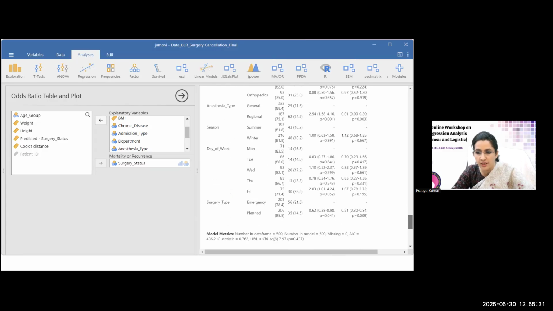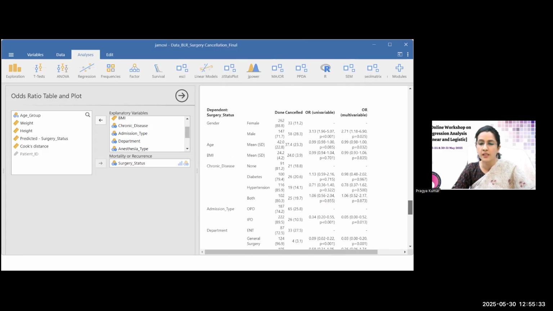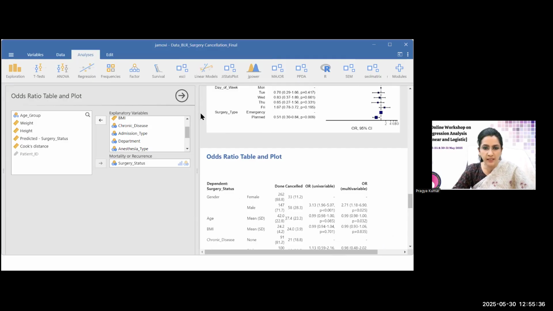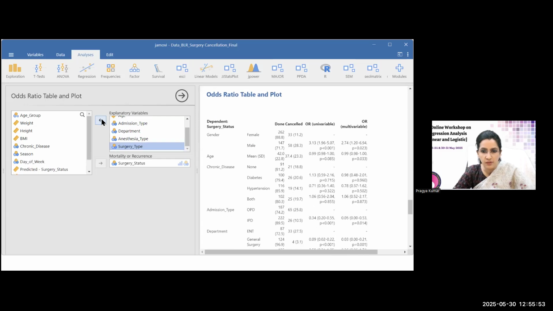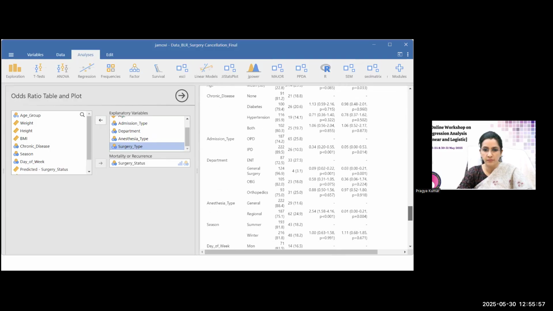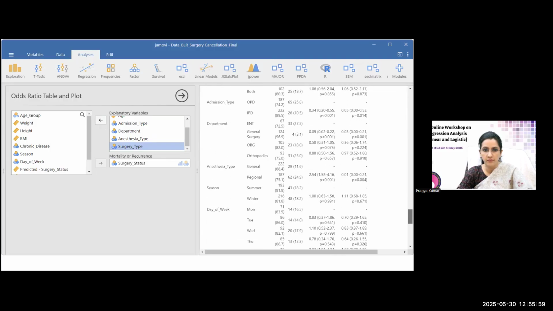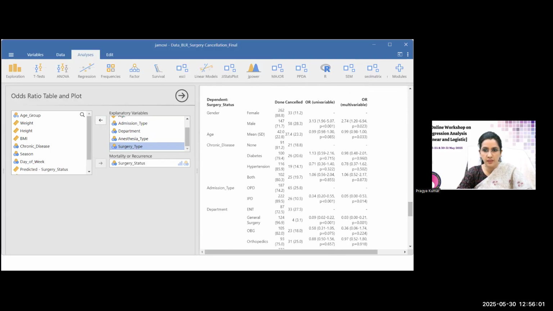The way we have done, remember in the beginning we put them one by one. And then I will only put those variables. So I'll put this BMI out, chronic diseases out, season out, and days of week out. So I have got only 5 variables now. Let me check this.